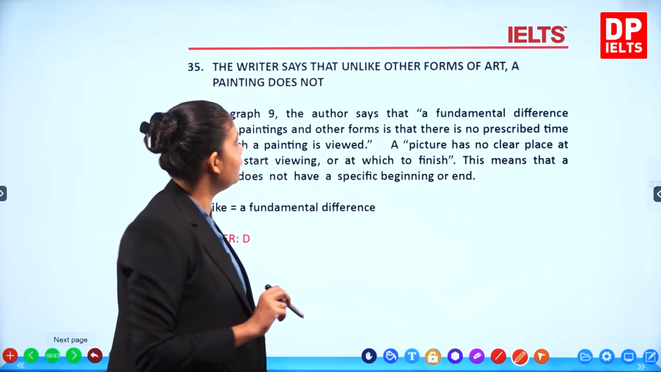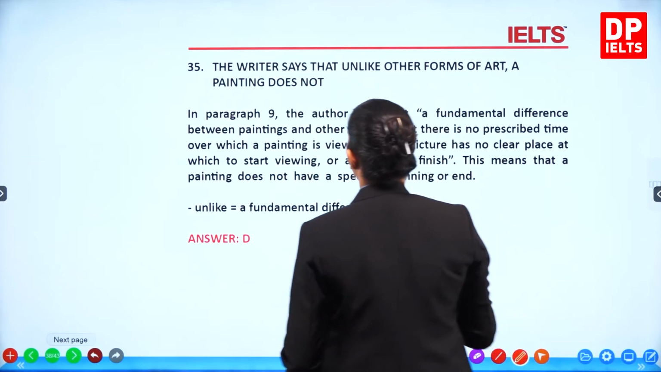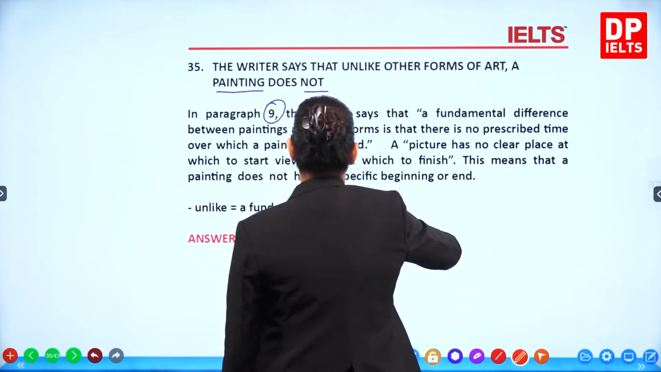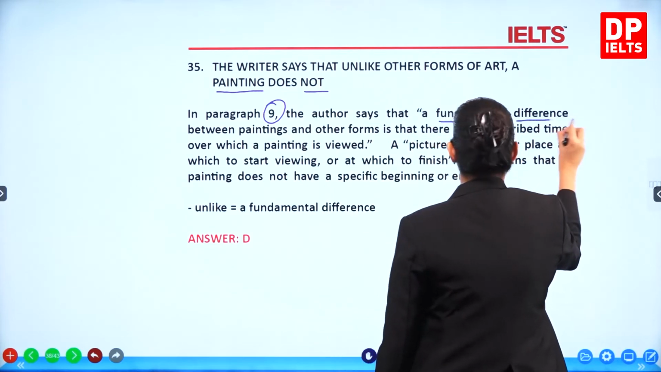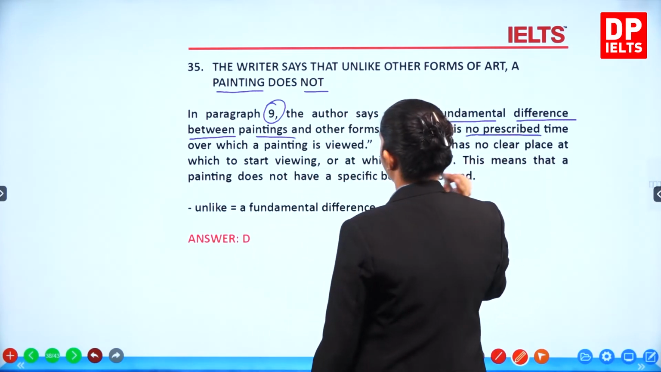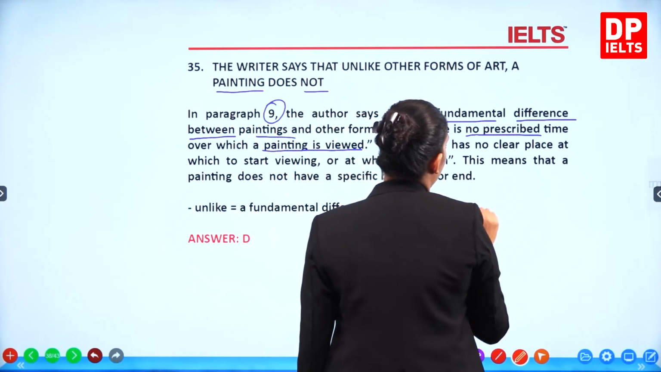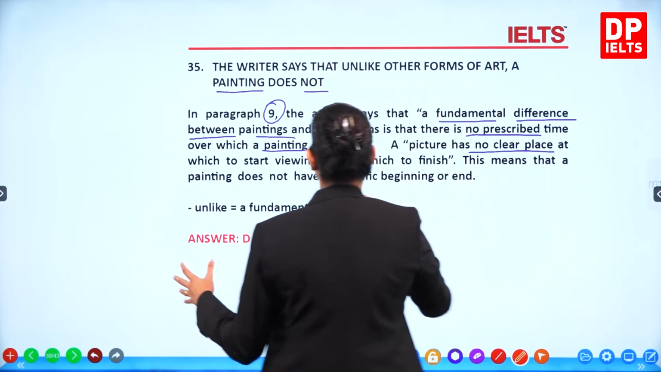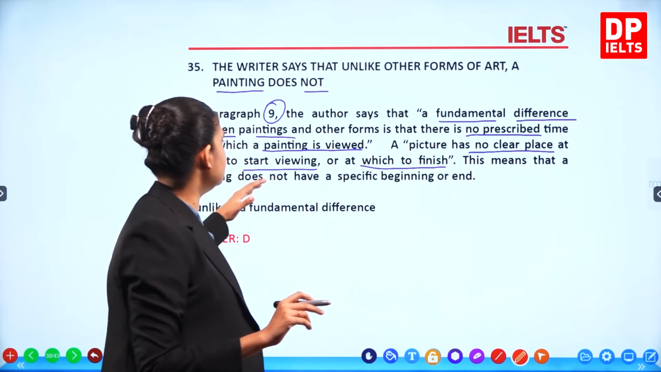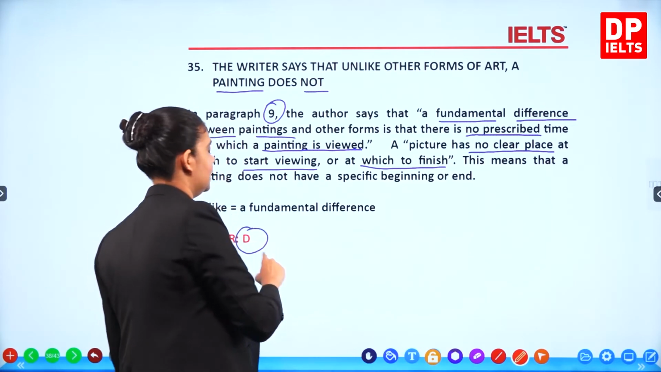Question number 35. The writer says that unlike other forms of art, a painting does not do what? Go to para 9. The author says a fundamental difference between paintings and other forms is there is no prescribed time over which a painting is viewed. A picture has no clear place at which to start viewing or at which to finish. So this means that a painting does not have a specific beginning or an end, to start and end. So therefore, I would say the answer is D.